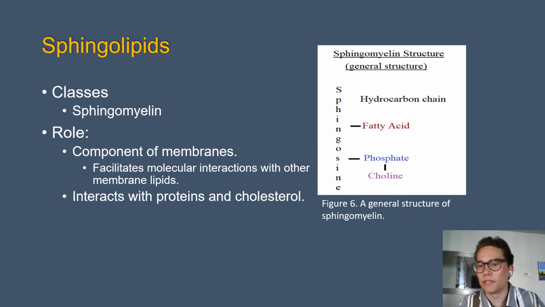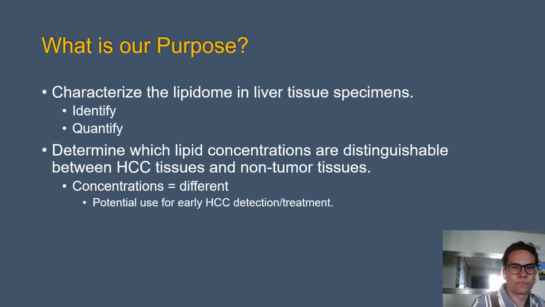And this is important because the nature of the lipids, such as whether they're saturated or polyunsaturated, tells a story about the damage the liver received. So what is our purpose? Well, we're trying to characterize the lipidome in liver tissue specimens.